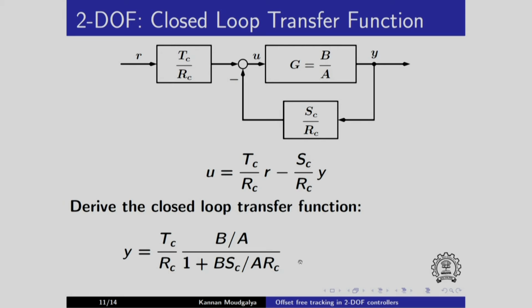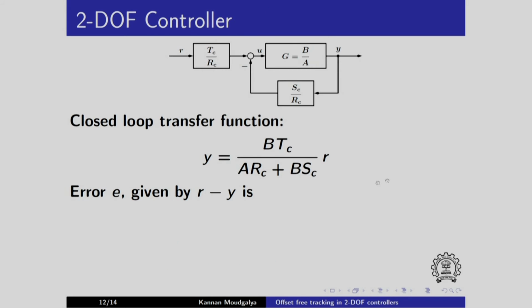I can simplify this, so the numerator becomes B times TC, this A comes here, ARC cancels this ARC but multiplies this ARC, so I get this expression and I have to put this R. Okay, this is what we will start with in the next slide, and the error E is given by R minus Y, reference signal or the set point signal minus the actual value.